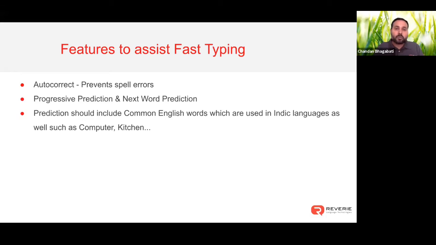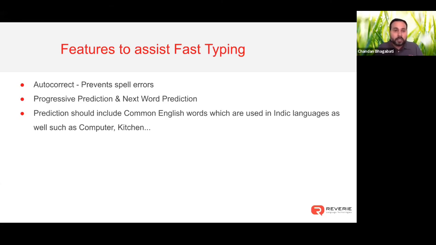Along with that, we should provide progressive prediction and next word prediction for Indian language. And while giving prediction, what should we consider? We should consider that for any language, the common English words like computer, kitchen, and any word that we use on a day-to-day basis should be there in our prediction algorithm or prediction logic. We usually call them English words, but whatever the terminology is, we should put them in our prediction algorithm so that the user can easily type those words as well.